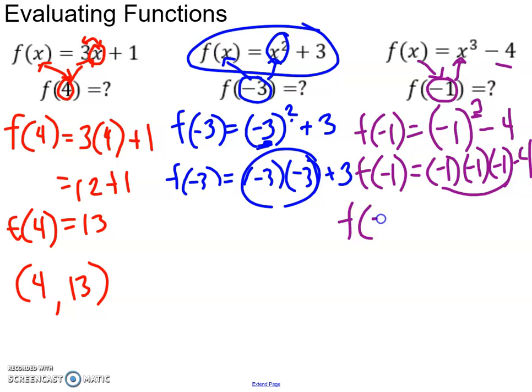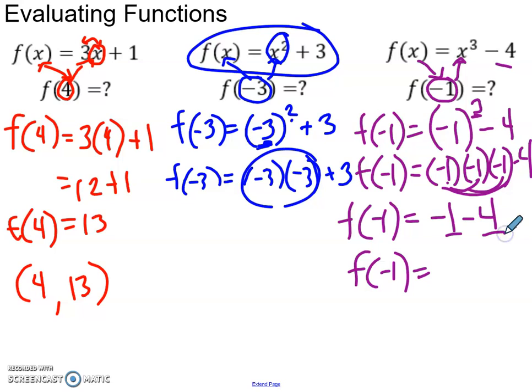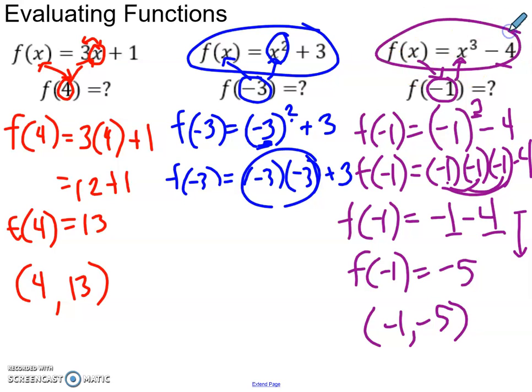So then this would give me negative 1 times negative 1 is positive 1. Positive 1 times negative 1, I'm back to negative 1, minus 4. And then my final simplifying here, negative 1 minus 4. So I'm at negative 1 and I'm going lower. So I end up at negative 5. Which tells me I am currently at negative 1, negative 5 on my graph of this function. That's what evaluating functions is.